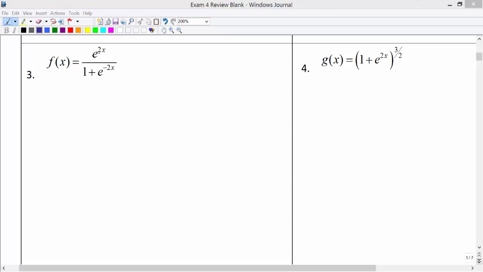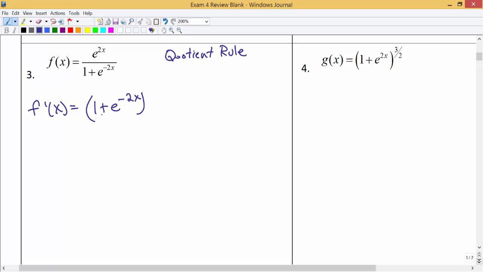For number 3, looks like we have a fraction, and we have a variable on the top of the fraction and also at the bottom of the fraction. So here I'm going to choose to use the quotient rule. Alright, so we're going to do the denominator, as is, times the derivative of the numerator.